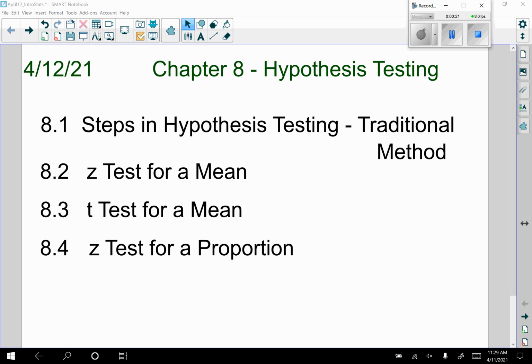So section 8.2, depending on the information we're given, just as we saw with confidence intervals, we could use a z-distribution. So it's called a z-test for a population mean. 8.3 would be a t-test using a t-distribution, so a t-test for a population mean. But if we don't have a population mean, we may have a population proportion. And for that, we would go back to the z-distribution and use a z-test for a proportion.